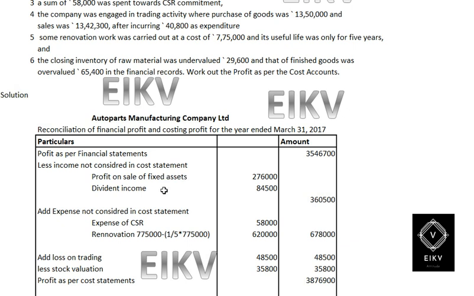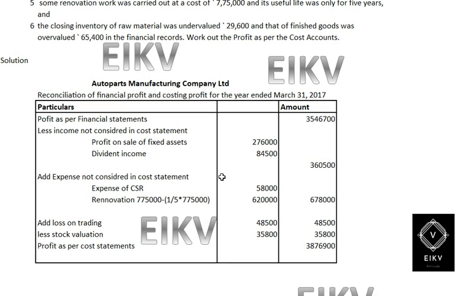Next one, dividend income. Dividend income is received from another investment by the company. Such income is not considered in cost statement because it is an investment income, or it is considered as other income, which will not form part of cost statement. Therefore, we need to deduct such dividend income.